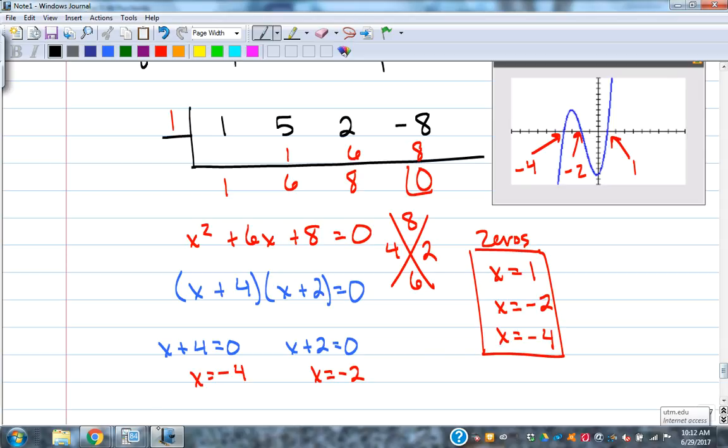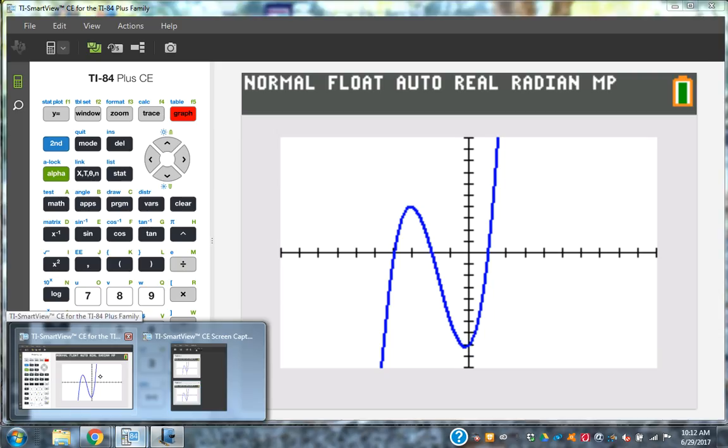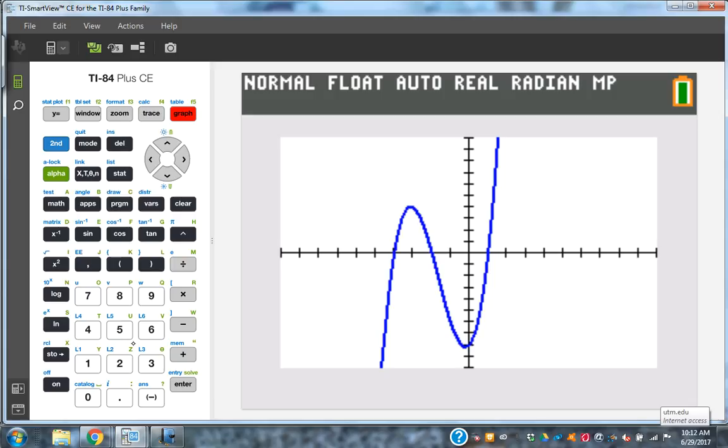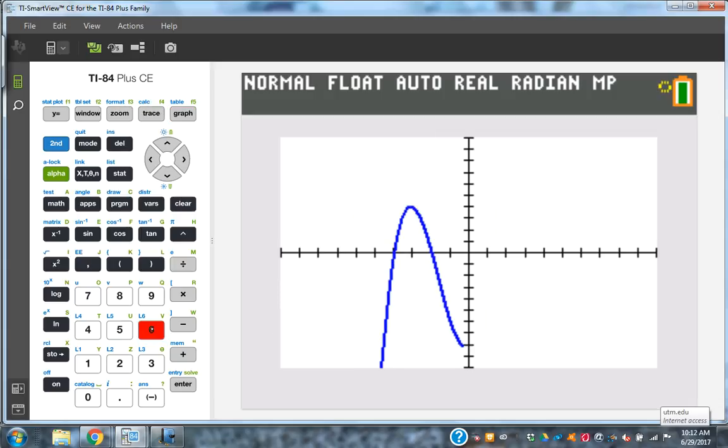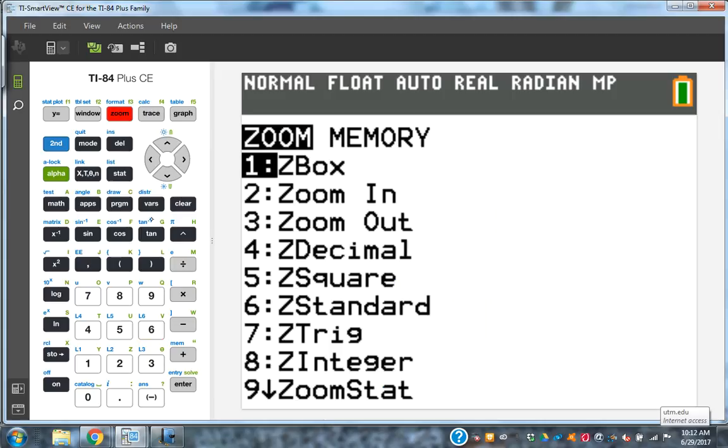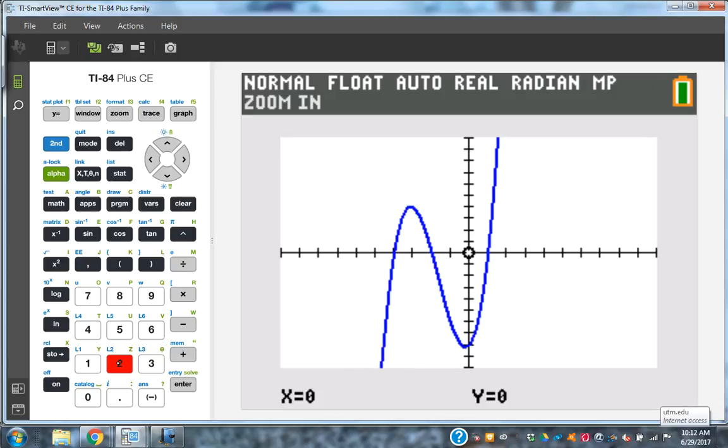I wouldn't use the zoom really at all. It wouldn't help you. I don't think the trace button is going to be more useful to do that. To get it to the regular window, just hit zoom 6. It'll get you to the regular window, and then you can zoom in on a particular point if you really want to. I don't know that it's very helpful. You hit zoom and then number 2 for zoom in, and then move it to wherever you want to zoom into.